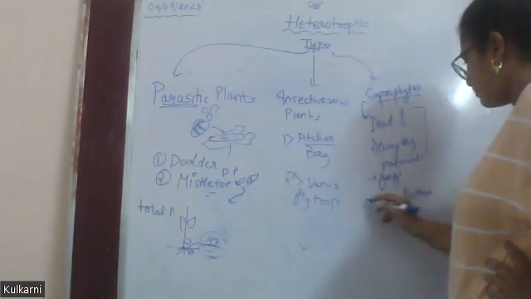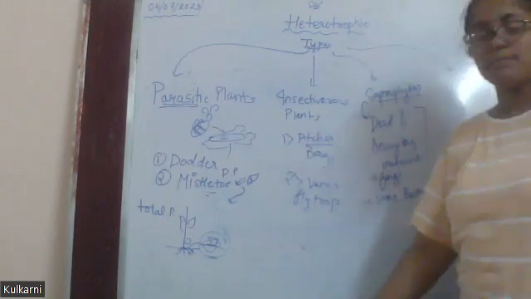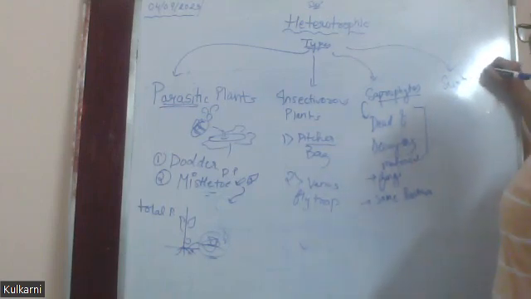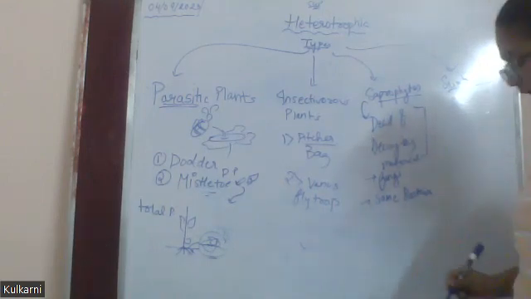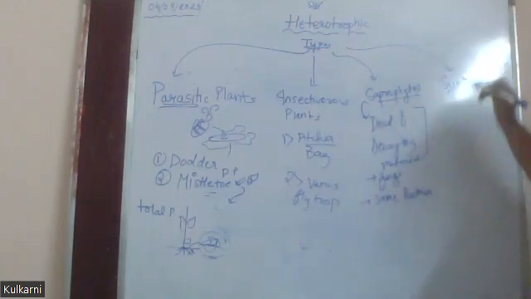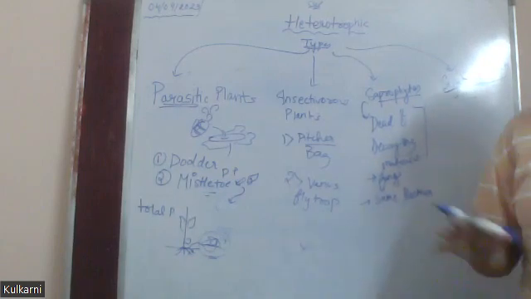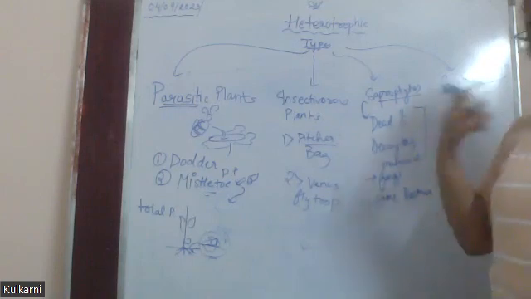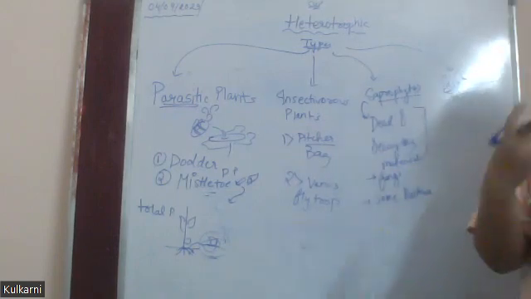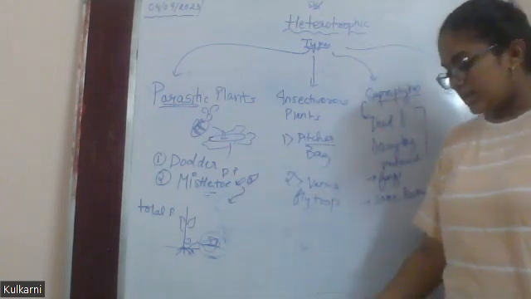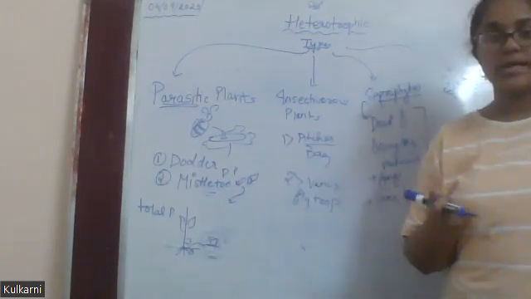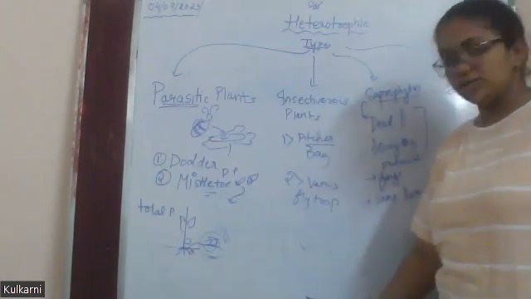Now, coming to the next one: symbiotic plants. Symbiosis means there is a relation. First of all, biotic means living thing, and sym means together. Living together in a relation is called a symbiotic relation. A relationship between two organisms that benefits both of them is called symbiosis or a symbiotic relationship.